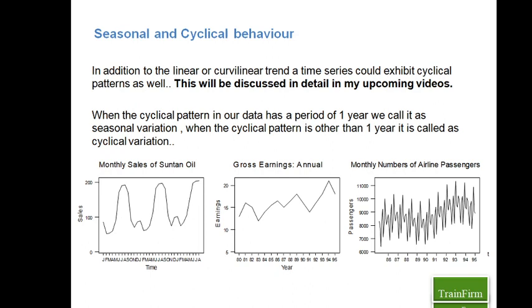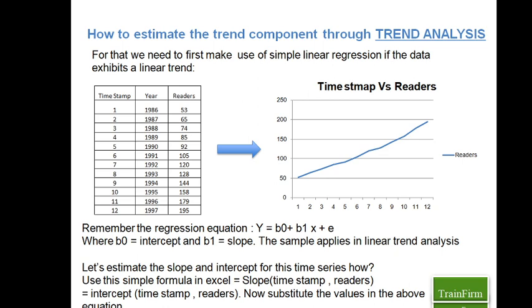As I told you in the beginning, we will focus only on the trend analysis in this video. So this slide is just going to talk about the trend analysis. We have 12 years of data here, the timestamp and the years between 86 and 97. The variable is the number of readers of a particular magazine, starting in 1986, and I am taking stock at 1997, to see how the value goes.